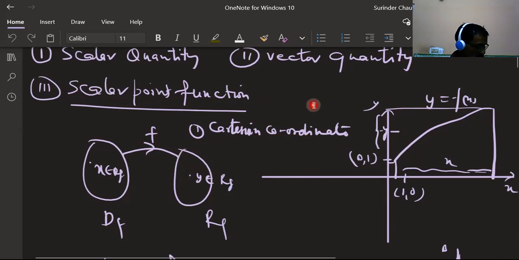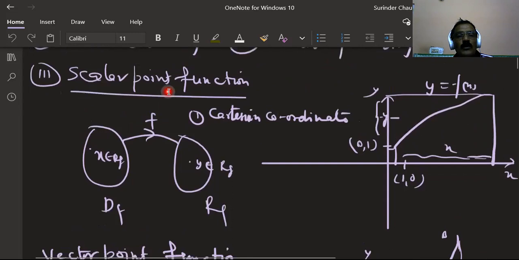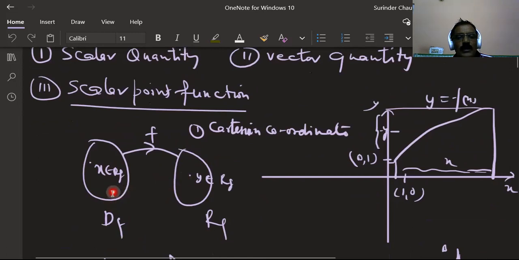Now we'll study the limit, continuity and differentiability of vector point functions here. So let us compare them. Now we know the scalar point function. Let these be two sets, Df is one set and Rf is another set.